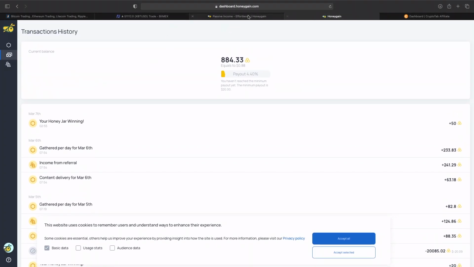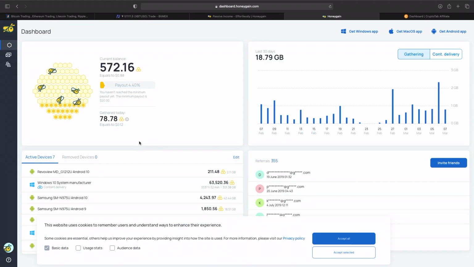But this is a passive money making application that most of you guys know about already. I already showed you how you can get referrals on this. I already showed you how to use this. You just literally download it and forget about it, guys. Let it do its thing.